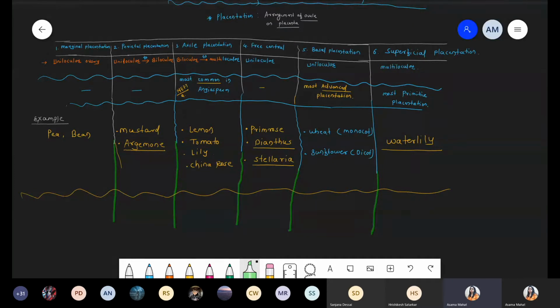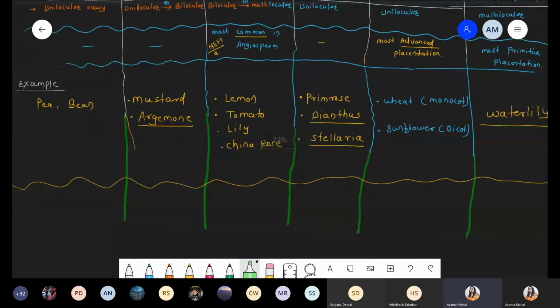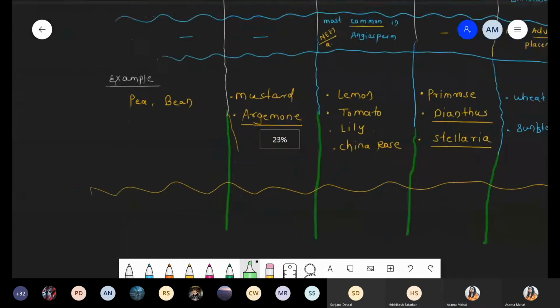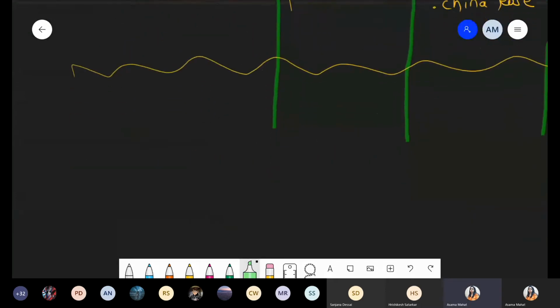Basically, majorly five types of placentation are mentioned in the exam paper. That is marginal, parietal, axial, free central, and basal placentation. But we are taking one extra, that is superficial, which is the one primitive placentation present in water lily. So one by one, we are taking the diagrammatic representation. First of all, talking about marginal placentation.